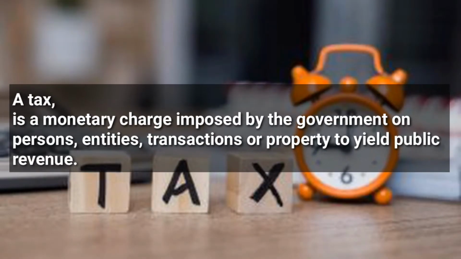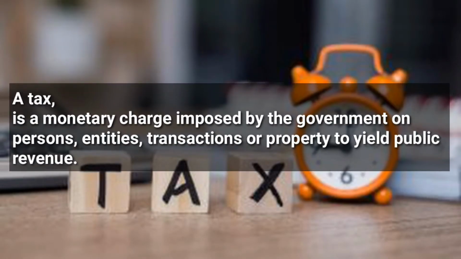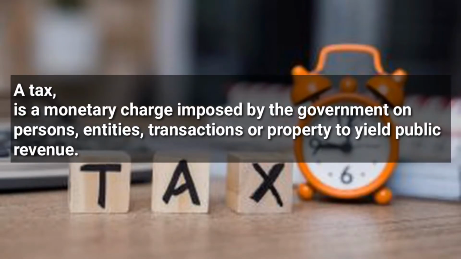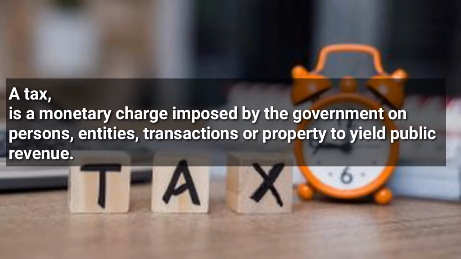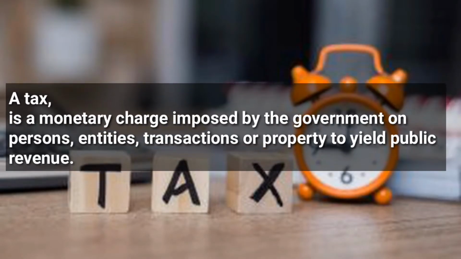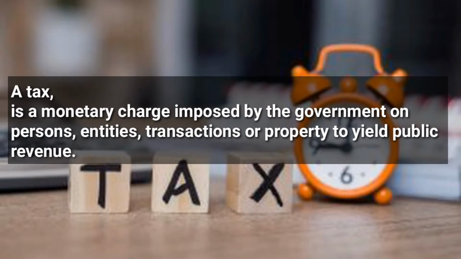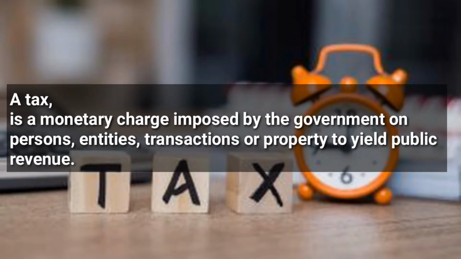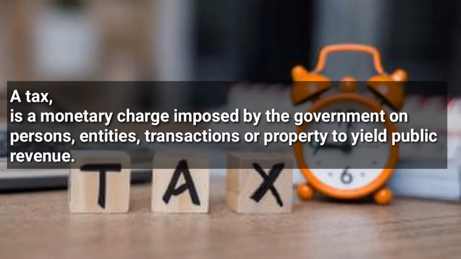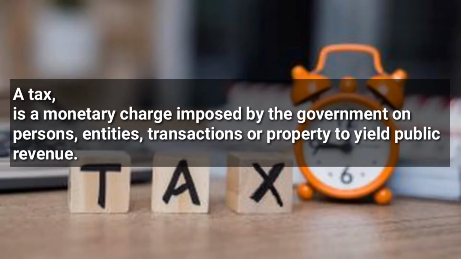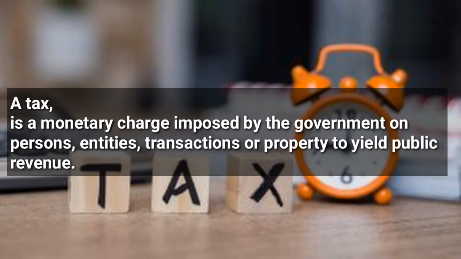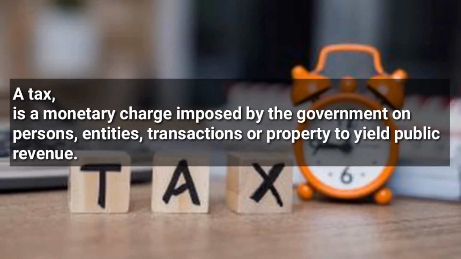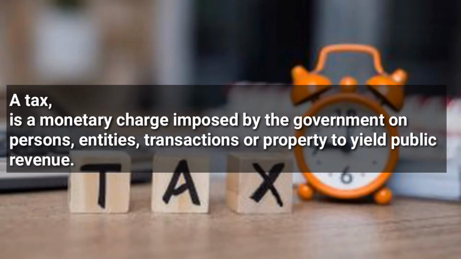So we shall start by defining what a tax is. A tax is a monetary charge. Monetary comes from the word money. It's a monetary charge imposed by the government on persons, entities, transactions, or property to yield public revenue. That's what we call a tax. You should note that it's imposed by the government, then paid by persons, entities, transactions, or property to yield public revenue. So the main aim of taxes is to yield public revenue.